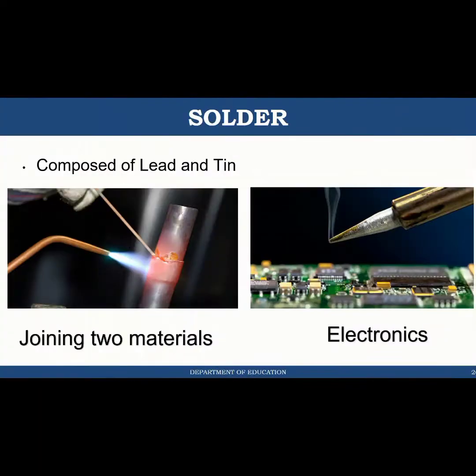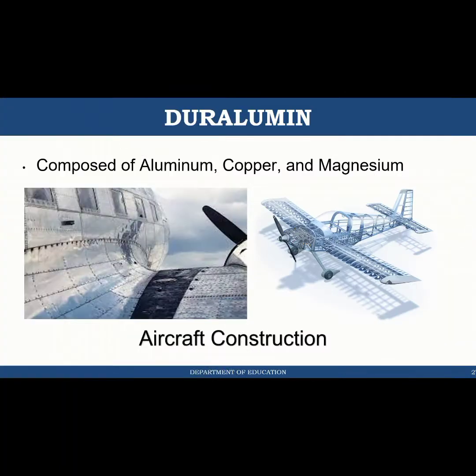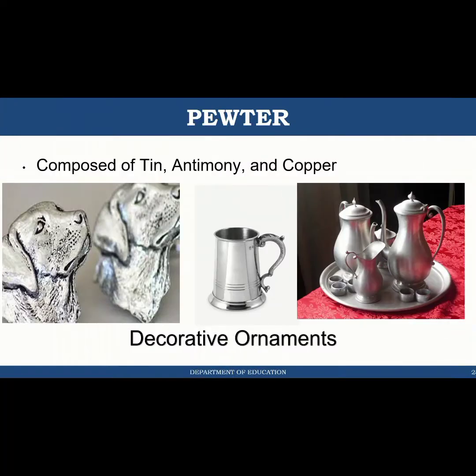Solder, which is usually composed of lead and tin, is used in joining two metals or electronics. Duralumin, which is composed of aluminum, copper, and magnesium, is used in aircraft construction. Pewter, which is composed of tin, antimony, and copper, is usually used in decorative ornaments.